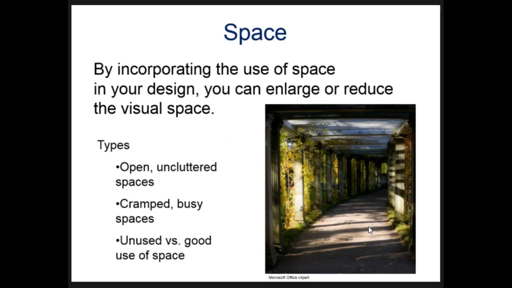Another idea is space. If we think about it in mathematical terms, space is all the area we could work in. If we think about it astronomically, we're talking about outer space. But here, when we're talking about architecture and civil engineering, we have different kinds. And each different kind will make you feel differently. For example, open spaces are uncluttered. Cramped are very busy. And then we can also have unused and good use of space.